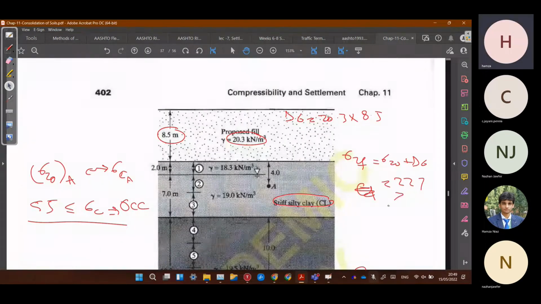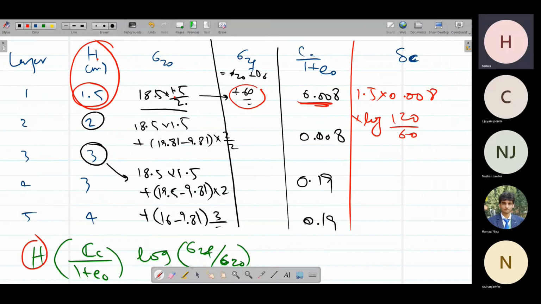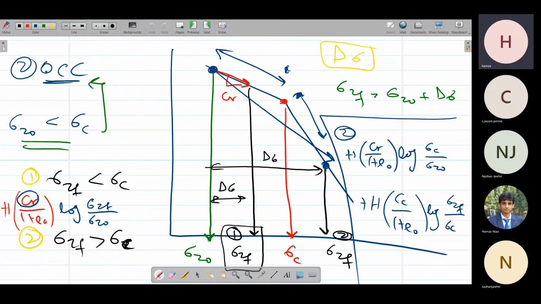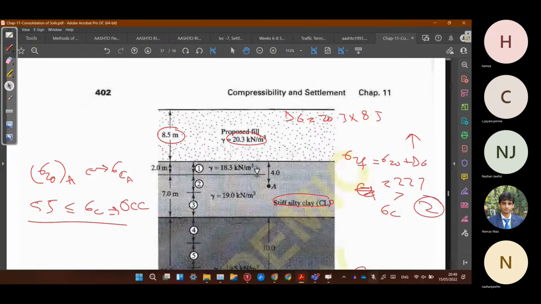It is greater than sigma C. So that means our case is that the sigma ZF value has increased more than sigma C. So this is our case. Sigma ZF value has increased more than sigma C, so our case is 2.